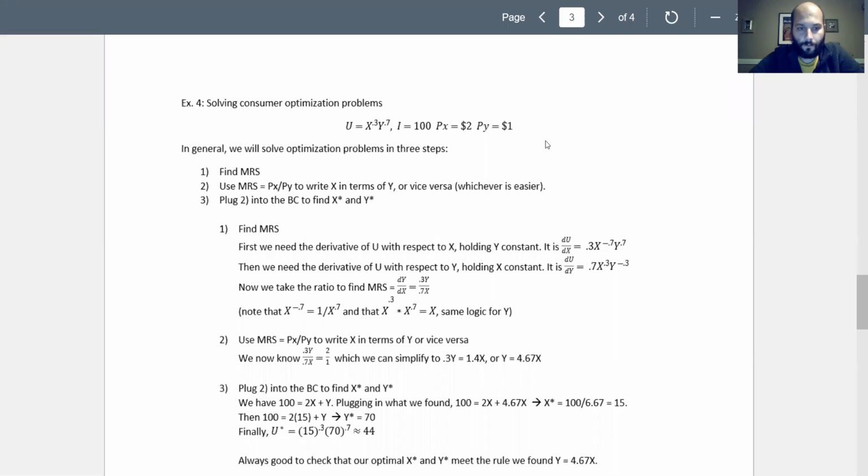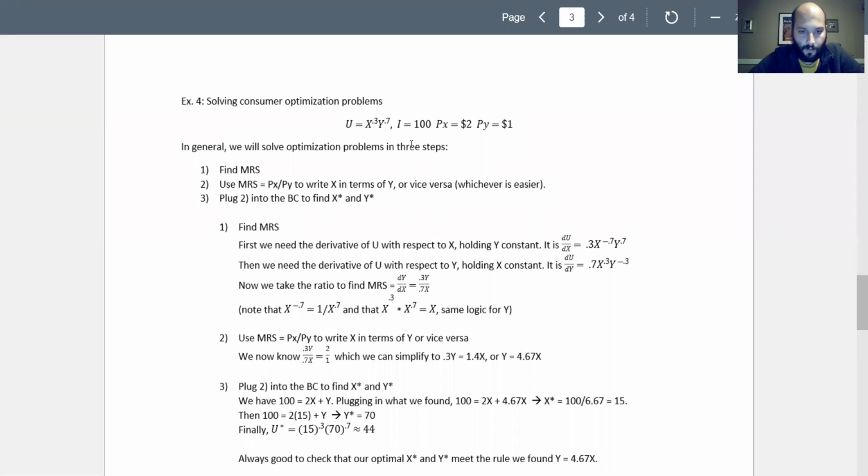In this video, we'll solve a couple consumer optimization problems. We'll walk through the general steps and we'll do a couple different examples. We'll do our general Cobb-Douglas case, which produces those convex indifference curves. And then we'll also do a perfect substitutes and perfect complements example.